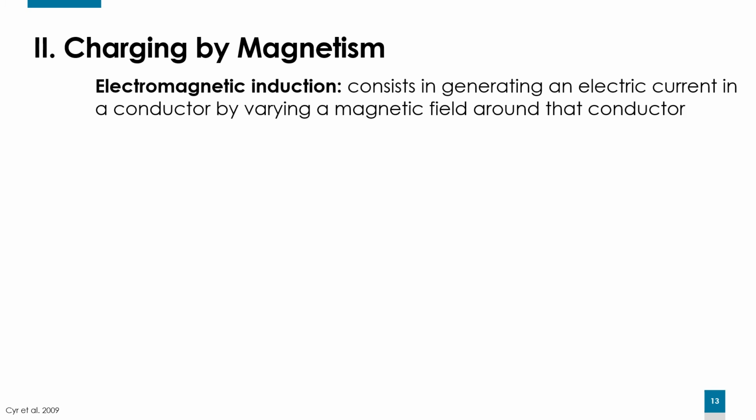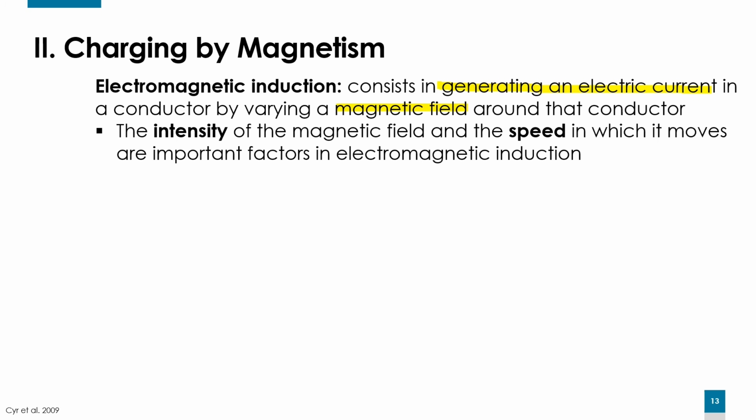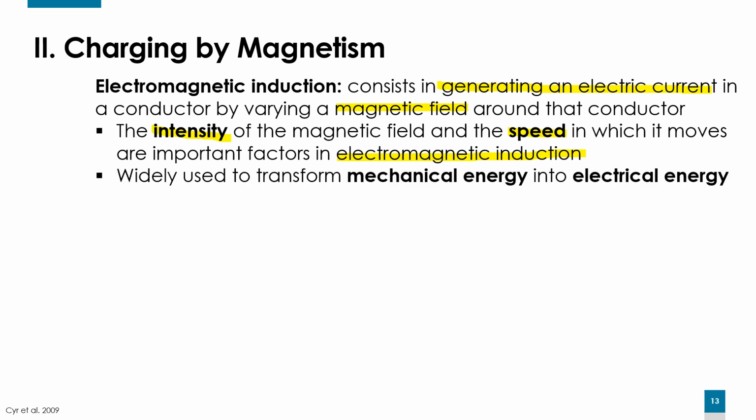So electromagnetic induction consists of generating an electric current in a conductor by varying a magnetic field. When I change the magnetic field, I create an electric current. The intensity of the magnetic field and the speed at which it moves are important factors in electromagnetic induction. So I control the intensity and the speed by the movement that I do with the conductor or the magnet. This is widely used to transform mechanical energy into electrical energy, so it's the opposite.